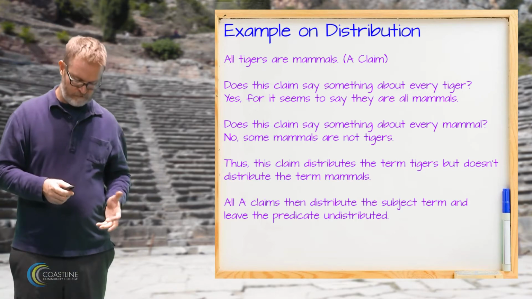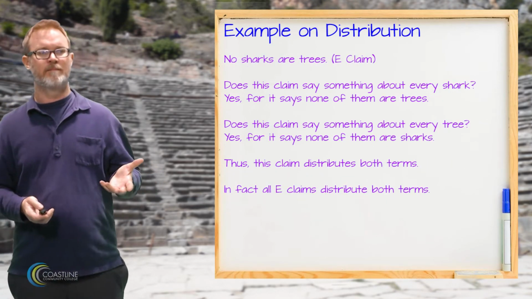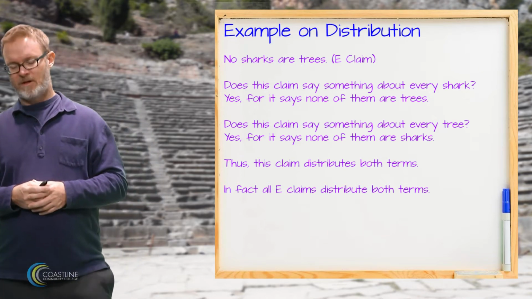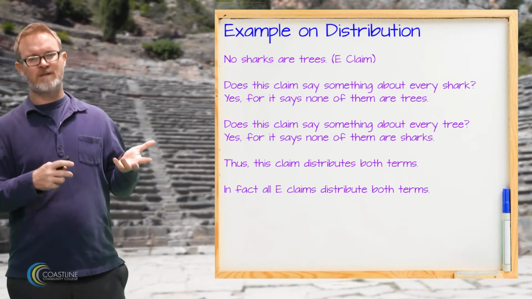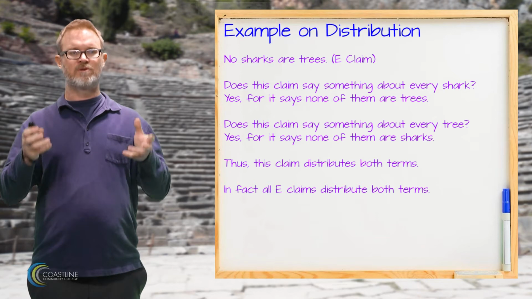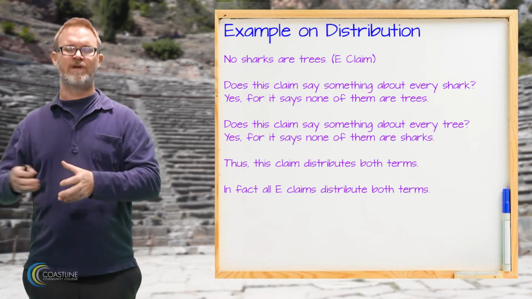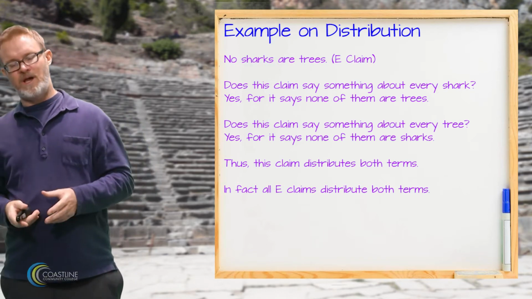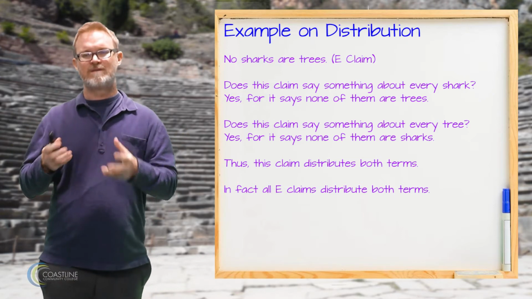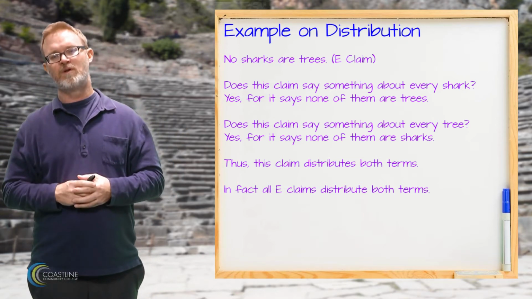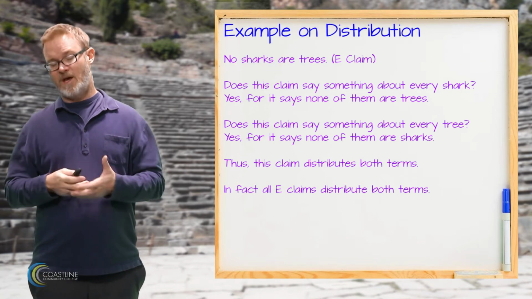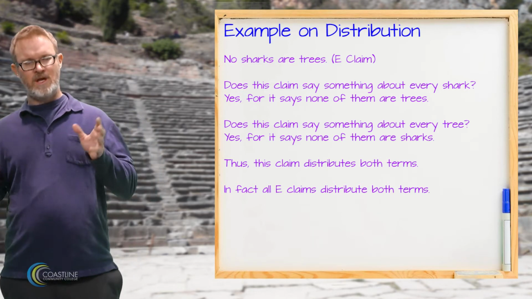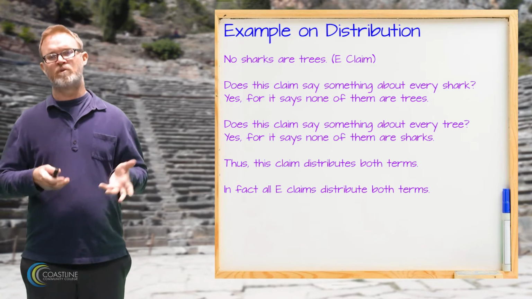Okay, so then next, we can think about the E claim, right? So what about a claim like no sharks are trees? Again, all we have to ask is whether that claim, no sharks are trees, distributes the term sharks, and whether it distributes the term trees. Okay, that's the question. So let's take a look. Does the claim no sharks are trees say something about, does it distribute over, every single shark? And the answer seems to be yes, right? In particular, it says that none of them can be trees, right? So an E claim like no sharks are trees distributes the term sharks.